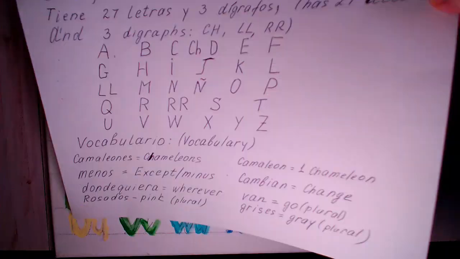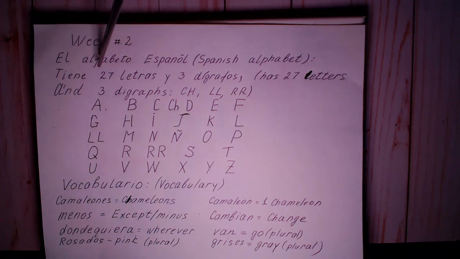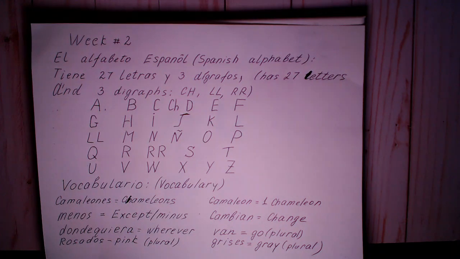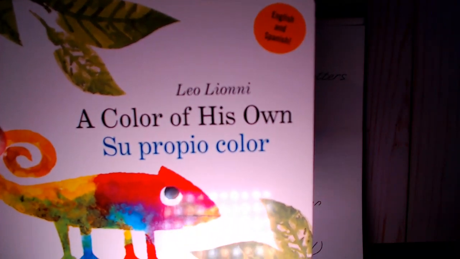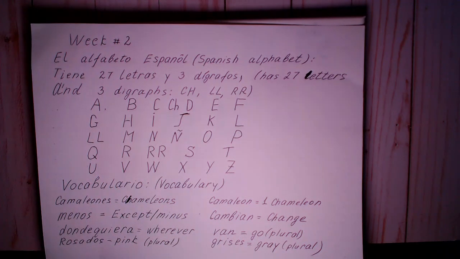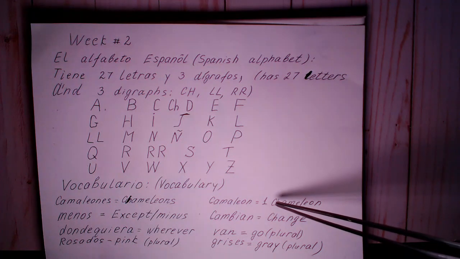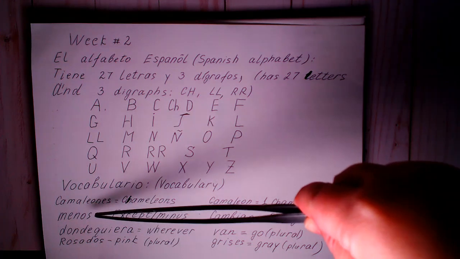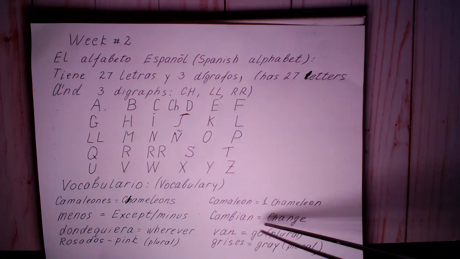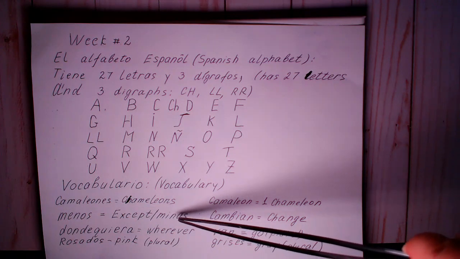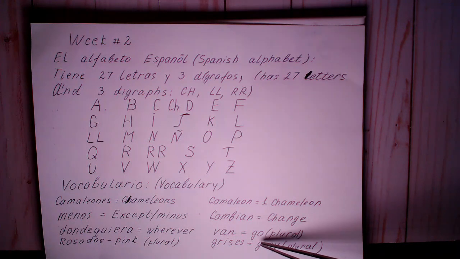And the vocabulary that we will be using for the next session is written here. And we're going to be learning about this book by Leo Lionni. So the vocabulary that we're going to focus on for the next 2 weeks are camaleones. Camaleón is one chameleon. Camaleones are chameleons. Menos means except, minus. Cambian means change. Menos is also used in mathematical equations. Donde quiera means wherever. Van means to go or go.